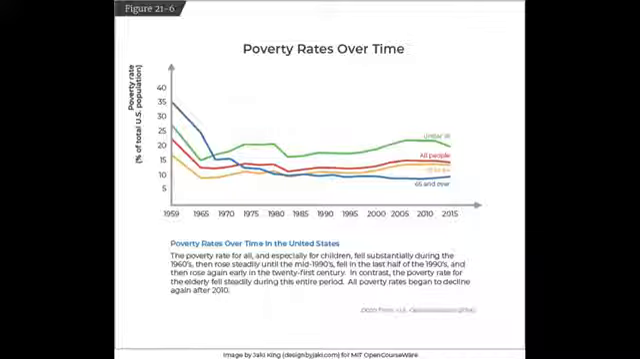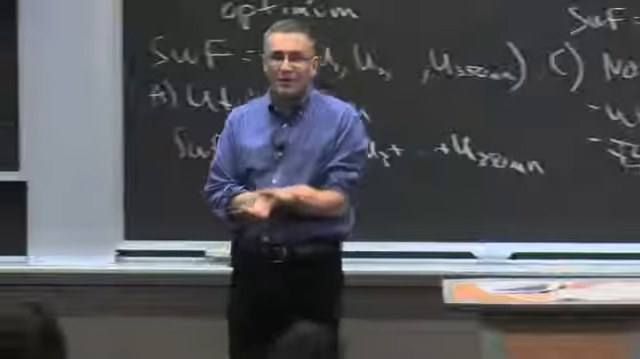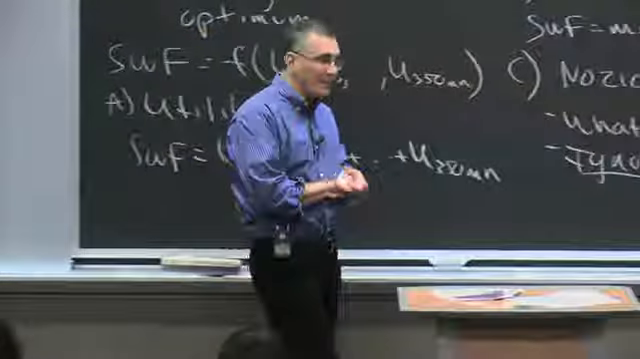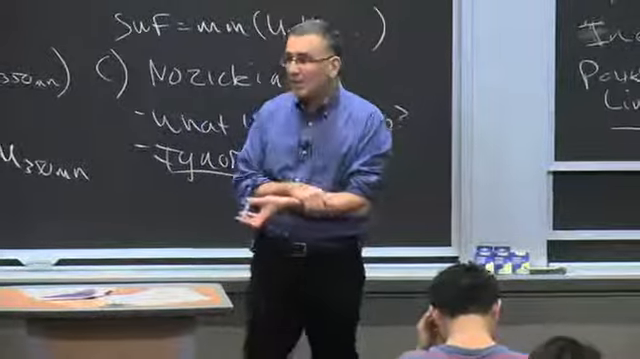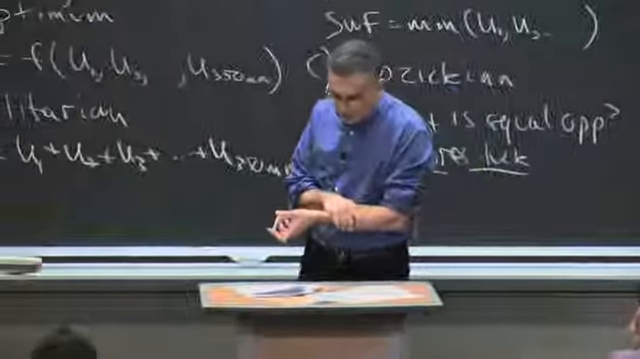The bottom line is, essentially, poverty hasn't done a whole lot. We haven't done a whole lot on poverty in the last 50 years. Okay? We sort of lowered it a lot in the 60s, and then it's bounced up and down, but it's been pretty flat. Okay, that's the result there.